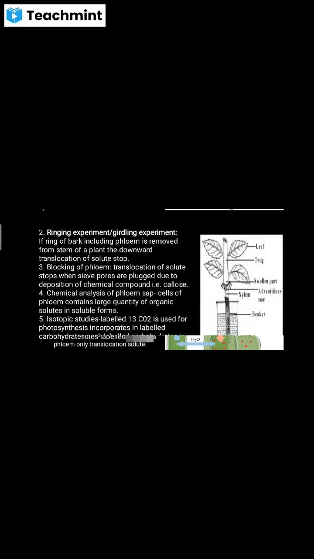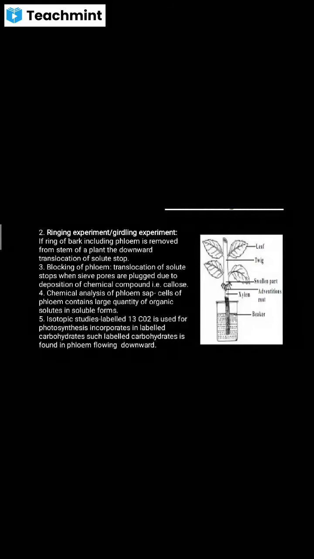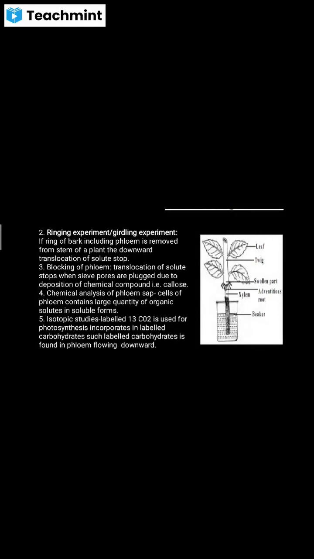So more about the translocation of these solutes, how the translocation of solutes takes place. For confirming that, an experiment is performed, that is the ringing experiment or girdling experiment. In that experiment, if a ring of bark including the phloem is removed from the stem of the plant, then the downward translocation of the solute will be stopped.